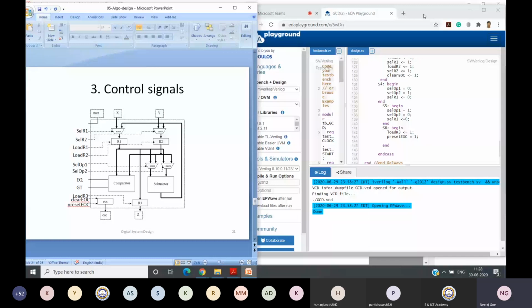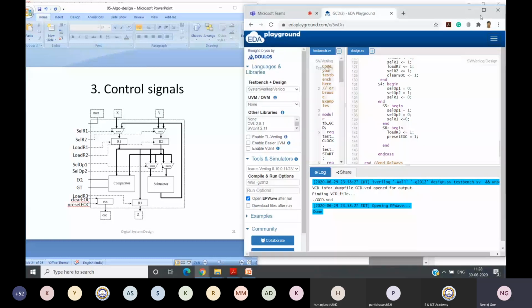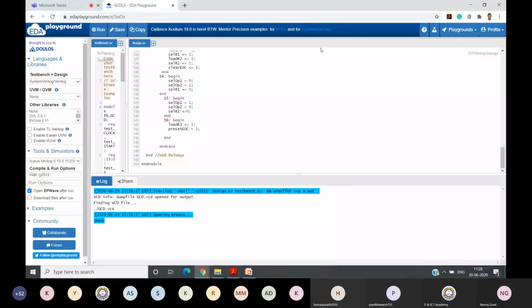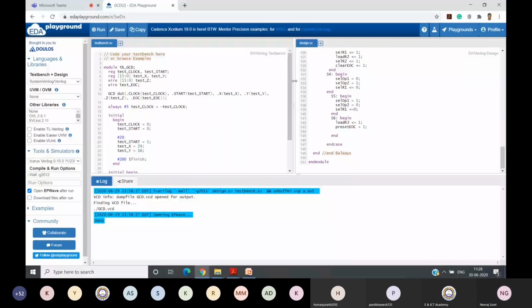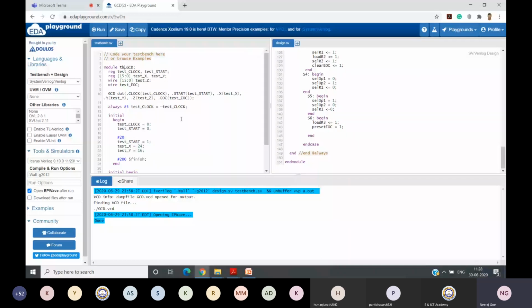Okay, similar to that, now we can do our test bench also. In the test bench, we will assign some test values so that we can see whether it is correct or not, and then we can dump files. So yeah, this is the way we can write our test bench.